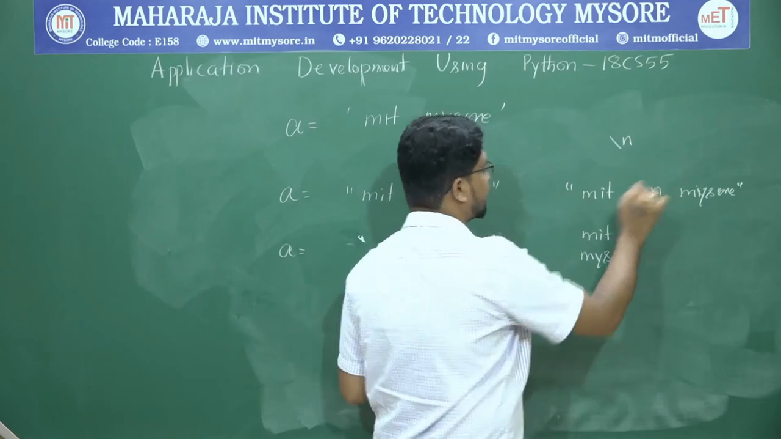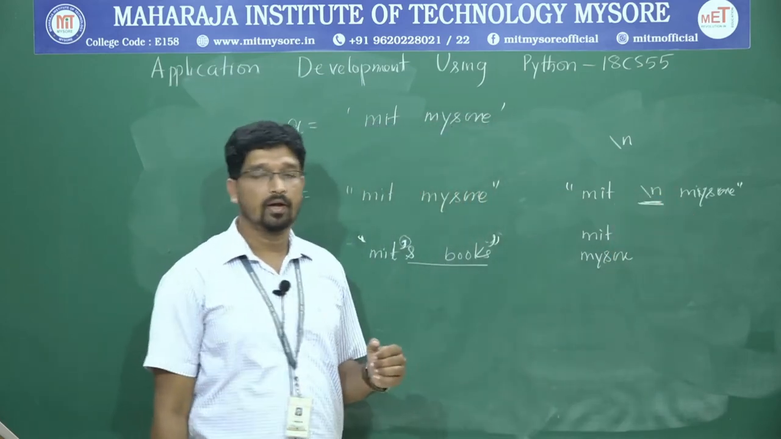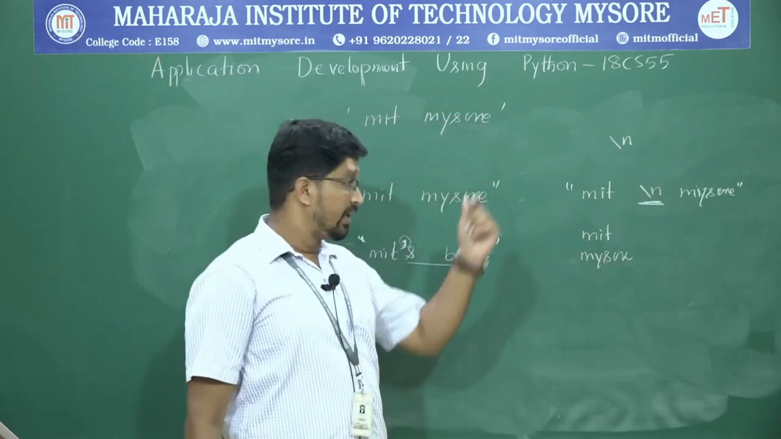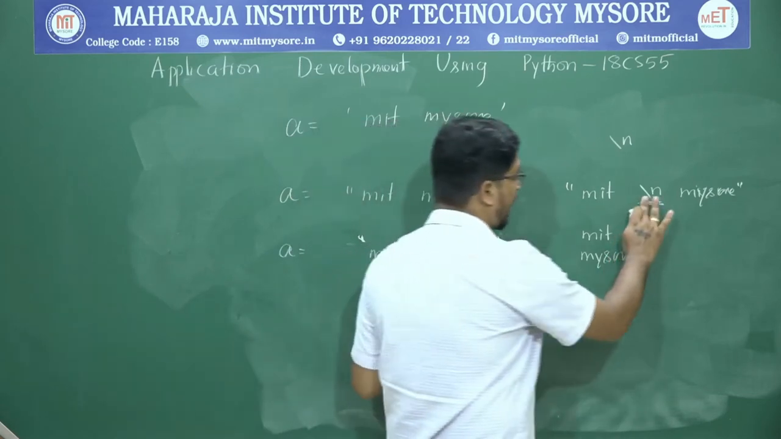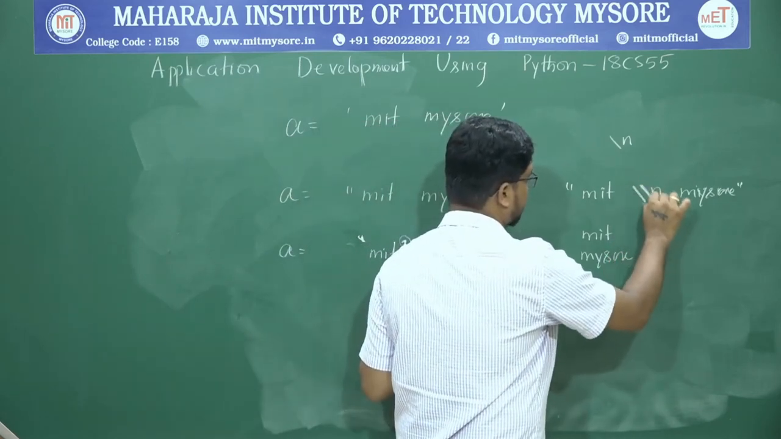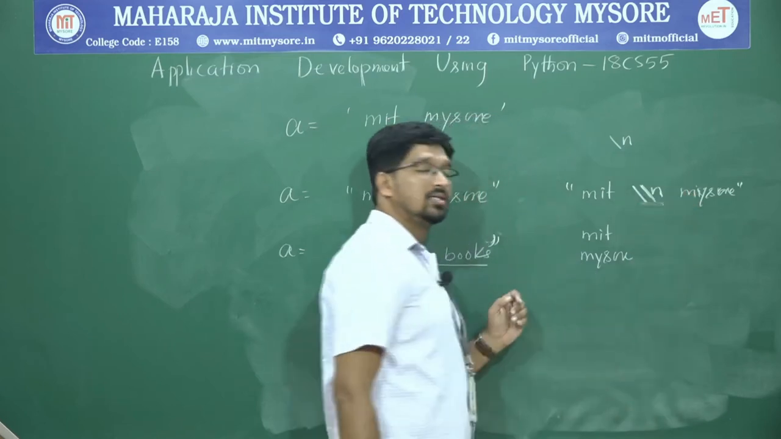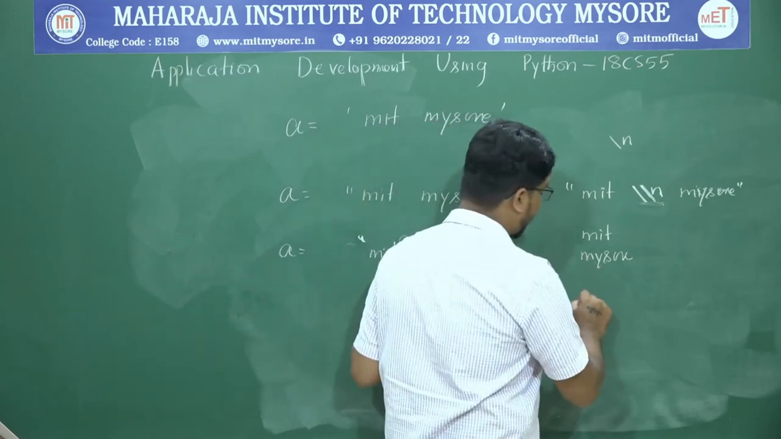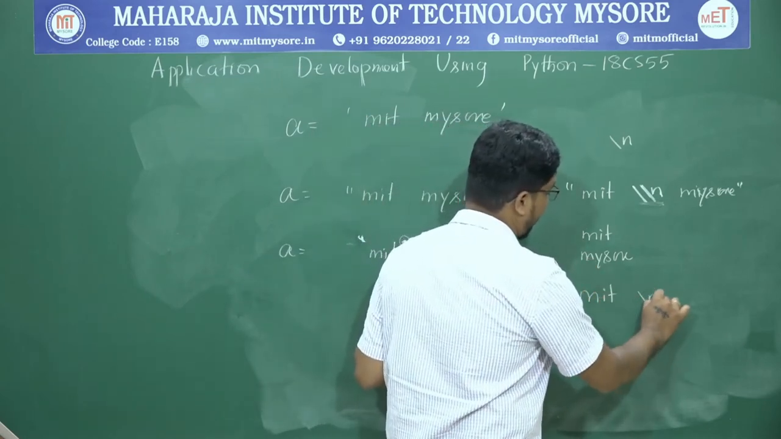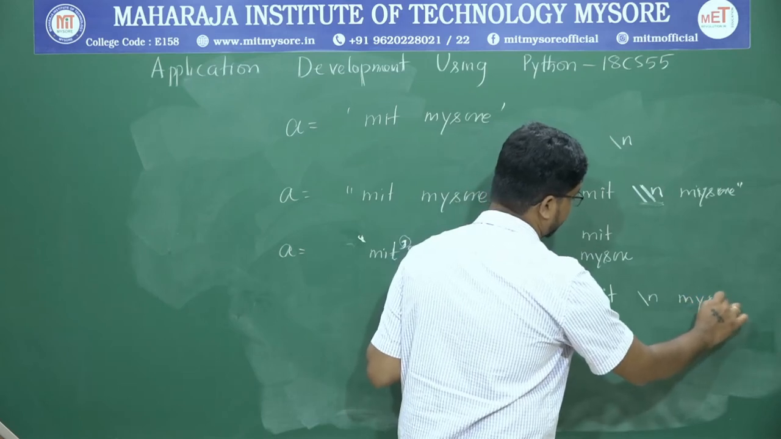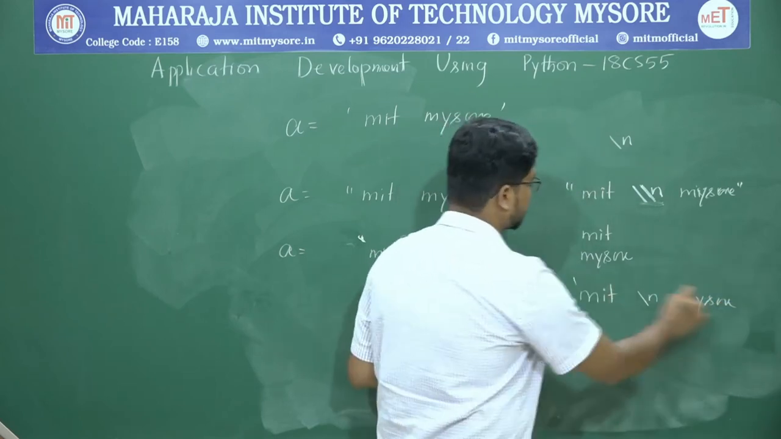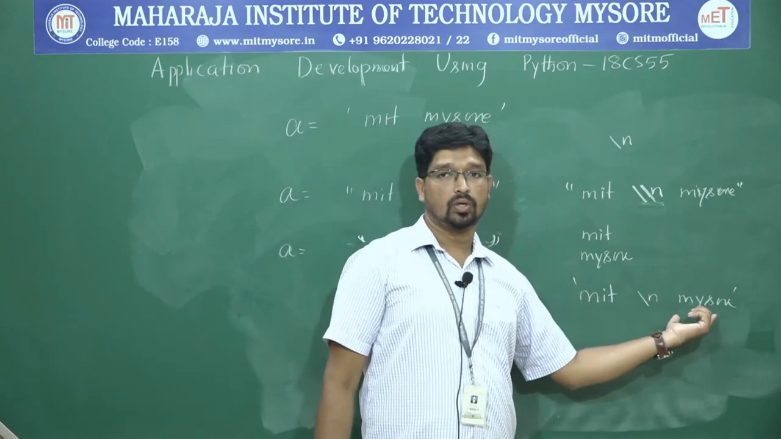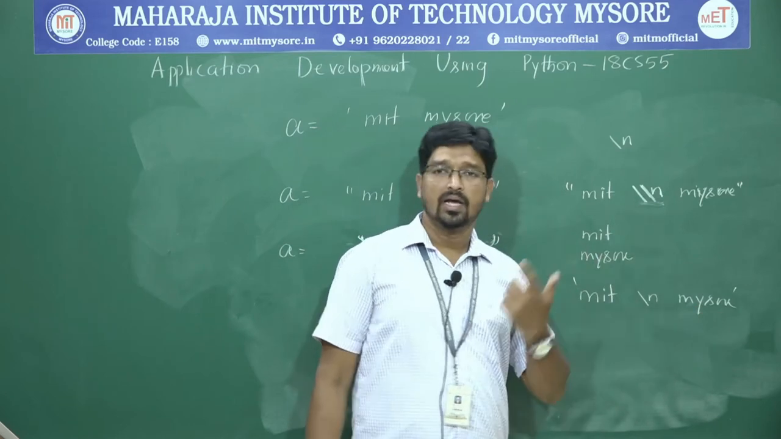This is identified as an escape sequence, a newline character. If you want \n to be printed, then you should put a backslash before it, that is the escape sequence, so \\n. If you try to print now, you will get the output MIT\nMysore. This becomes one single string, and now \n is treated as characters.